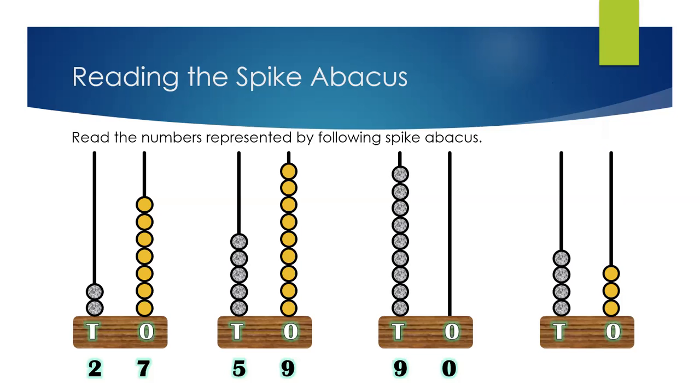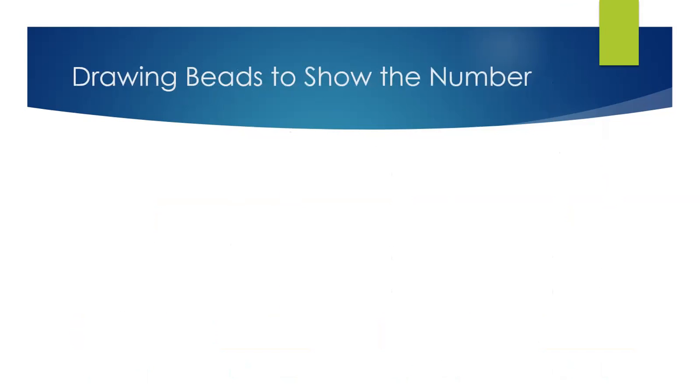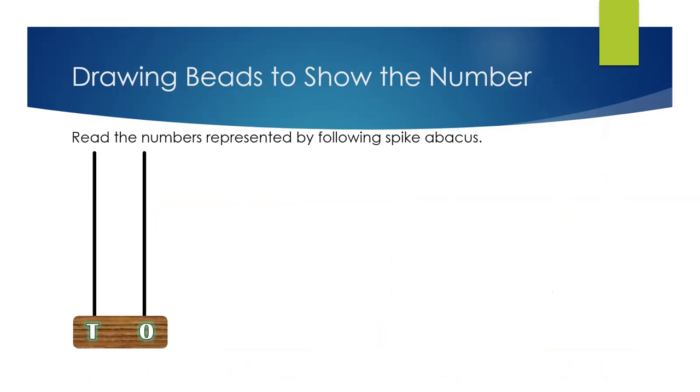So the number is 43. 3 ones, 4 tens forms the number 43. Here we are drawing beads to show the number. Read the numbers represented by the spike abacus.